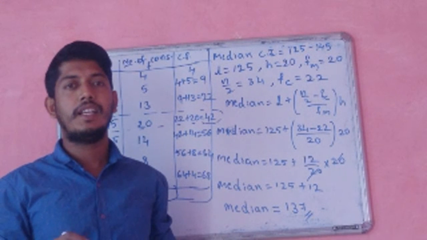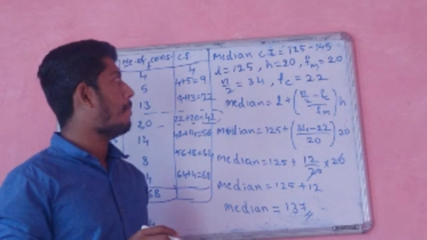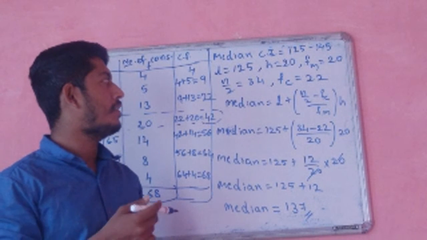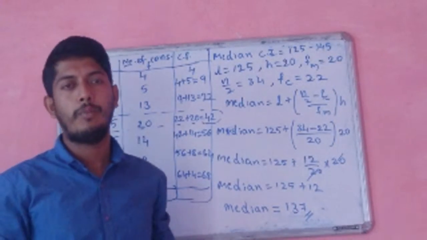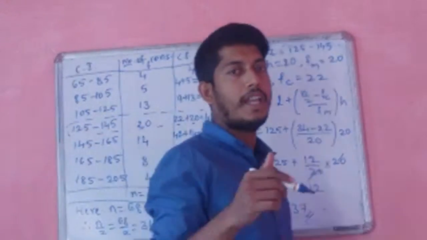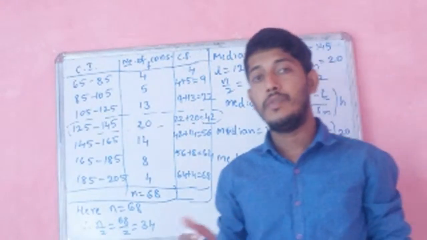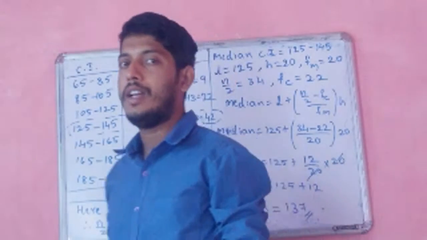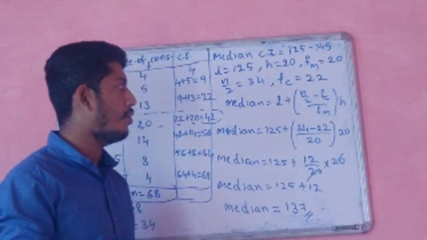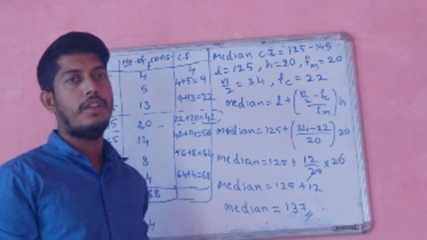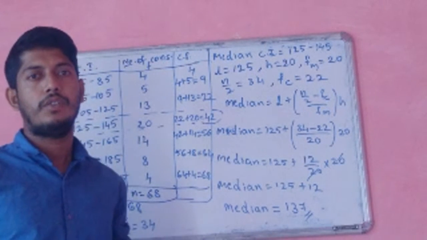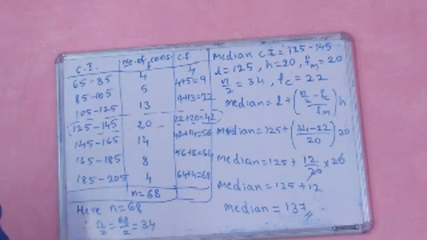Then, with these values, we use the formula: median equals L plus n by 2 minus FC divided by FM into h. By substituting and following the correct procedure, we can get the solution. Okay, then I'll go to the next problem.